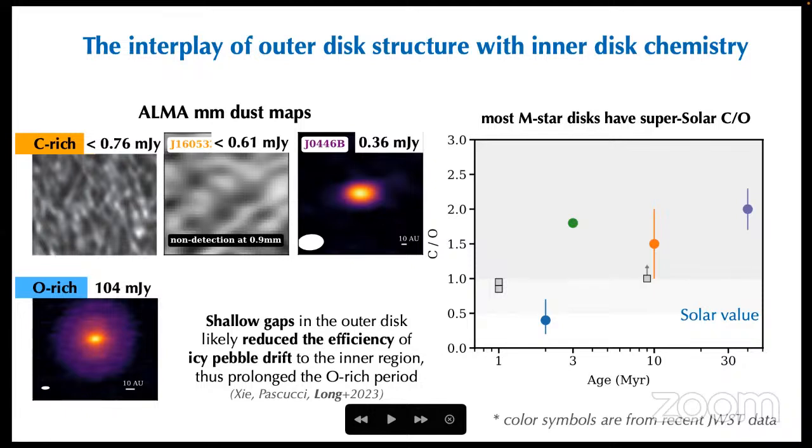So we know that those icy pebbles in the outer disk, which emit at millimeter, are subject to radial inward drift. Once they go across the water snow line, they will sublimate and enrich the water content in the inner disk. So we speculate that, okay, in this oxygen-rich target, it's likely due to the presence of those gap rings that slow down the radial transport of those pebbles. So there will be continuous supply of water to the inner region as long as you have a dust disk in the outer part.